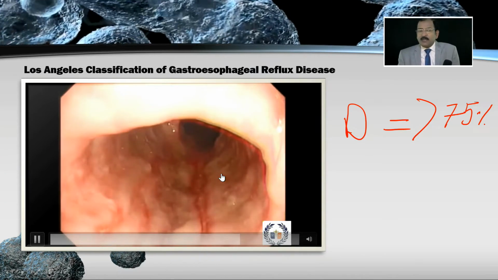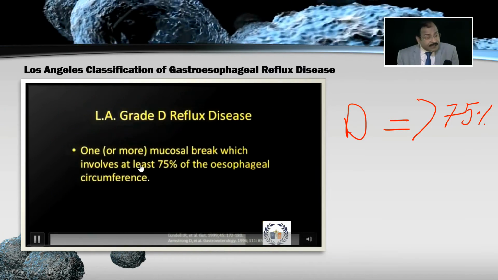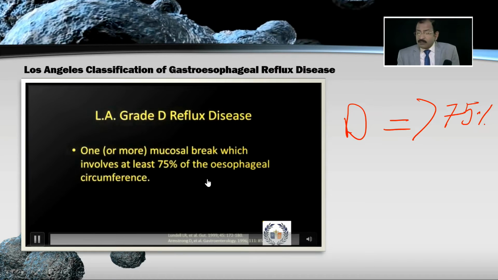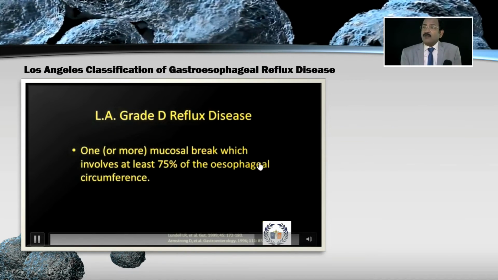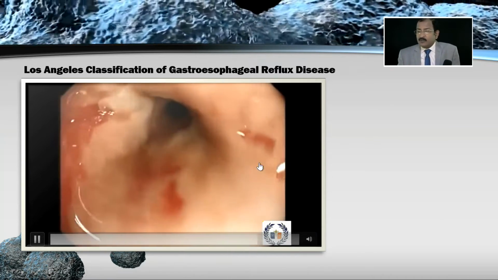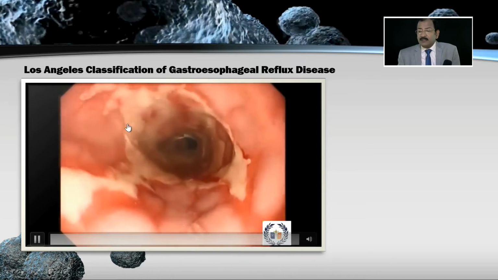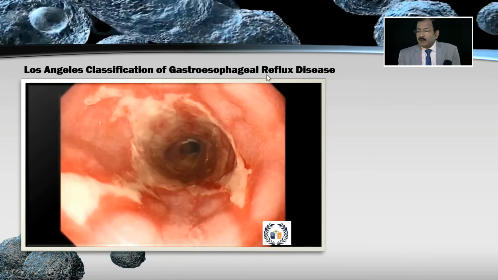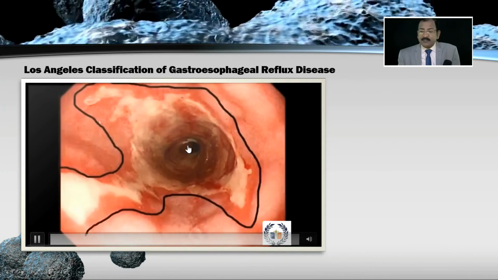Now you go to the last and the worst condition, that is LA grade D. At least 75% or more of the esophageal circumference is involved. Of course, it goes over multiple mucosal folds, and it's the worst condition of GERD. This is LA grade D. These are broken mucosa and this is healthy mucosa. So more than 75% is affected.